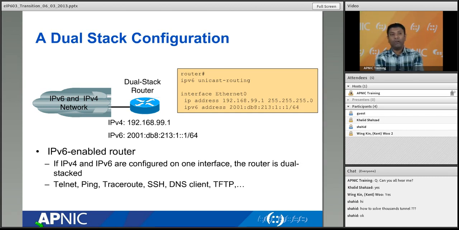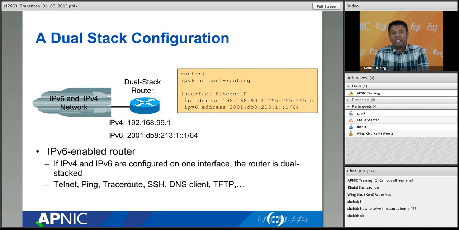On Cisco IOS, the command is ipv6 unicast-routing. By default, this command is not activated. If you want to forward v6 packets across the router, you need to execute this command from global mode. Afterward, if you go into interface mode, you can add your IPv6 address on the interface. The command is very similar to IPv4. The syntax is ipv6 address and your v6 address. That's it.